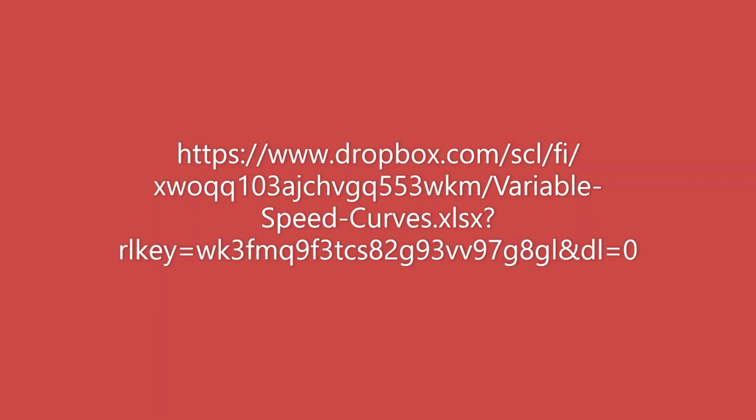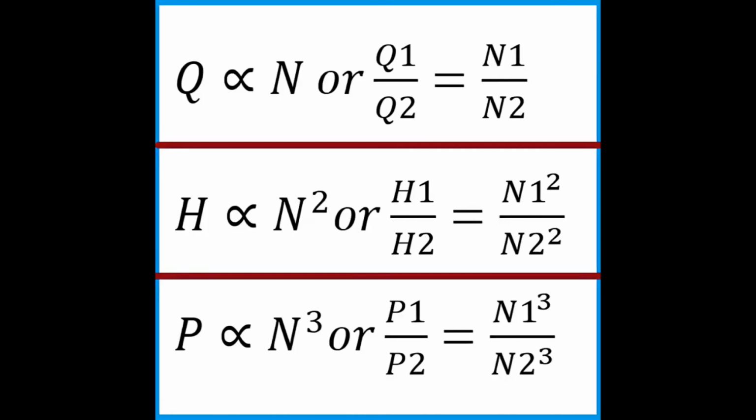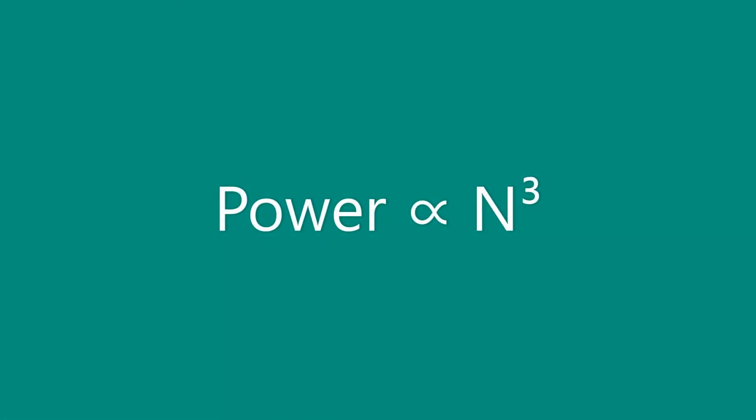You will note that the pump flow, pressure head and power is reduced or increased with the ratio speed with the power of 1, 2 and 3 respectively. Therefore, the power consumption will be greatly reduced with the power of 3 if we can reduce the speed. In the long run, this will be a huge saving to the operation costs.